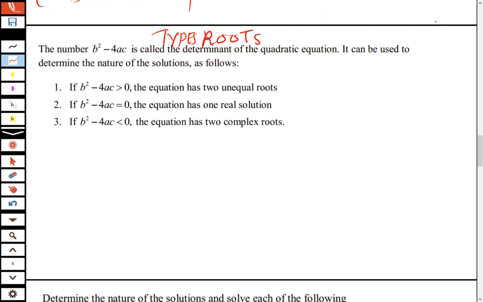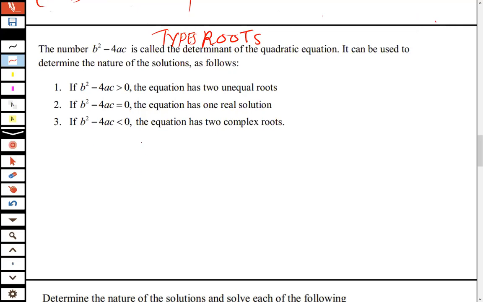So before I start solving any question about the types of roots, let me first introduce certain things to you. You have to master certain things. You have to know them actually.